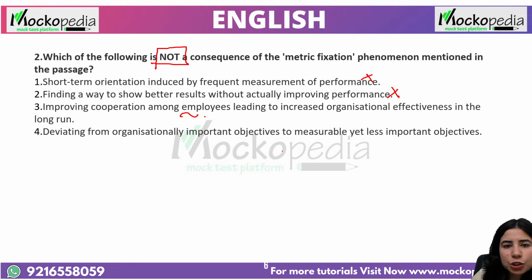Deviating from organizational important objectives to measurable yet less important objectives. So yes, right. The correct answer is going to be 3 in this case, right? So I hope we are sorted. Let's move to the next question.